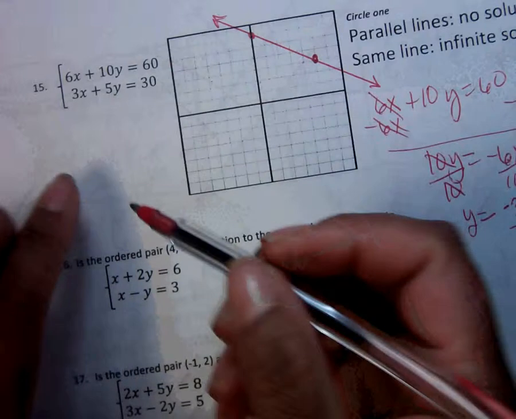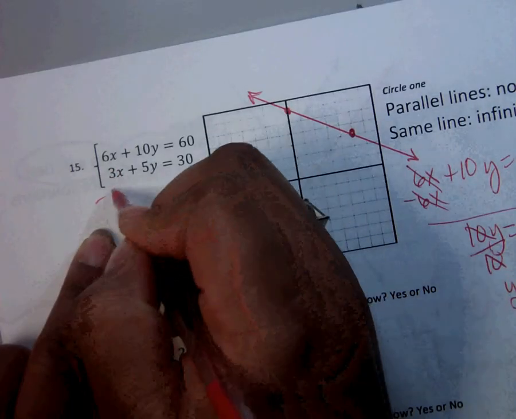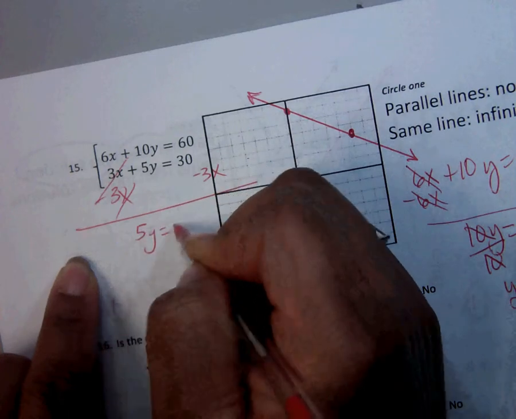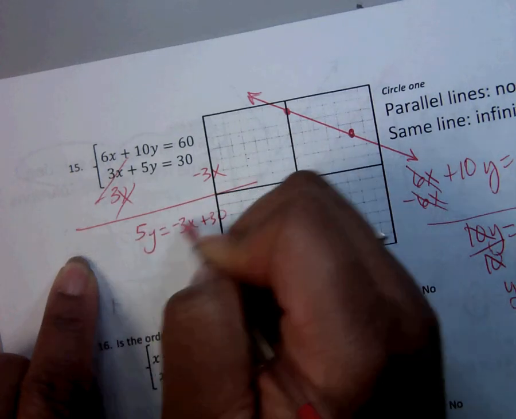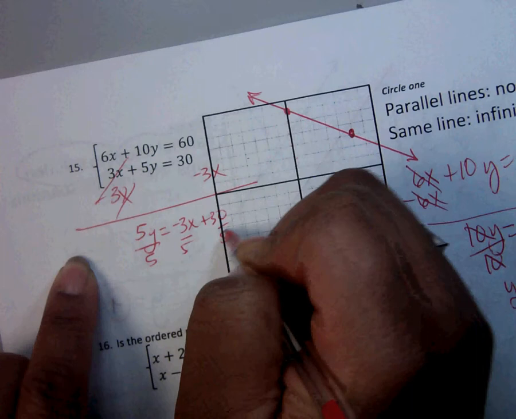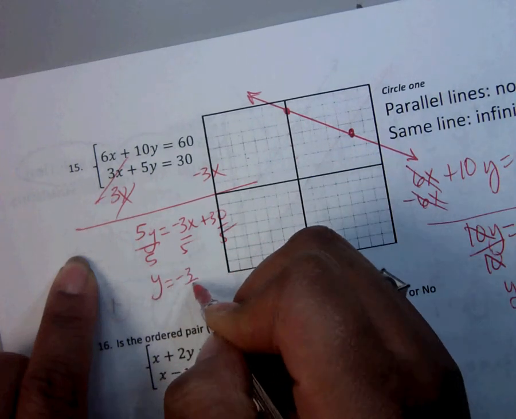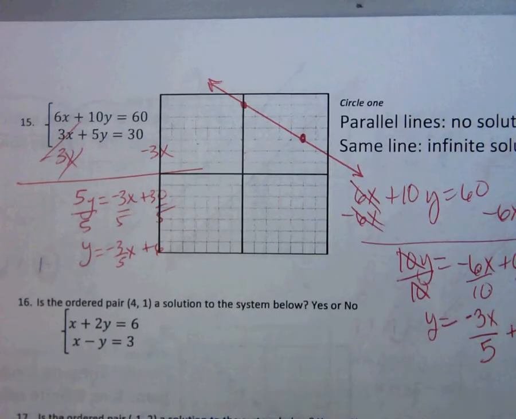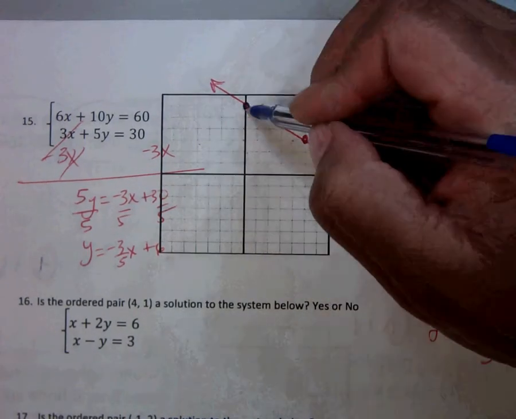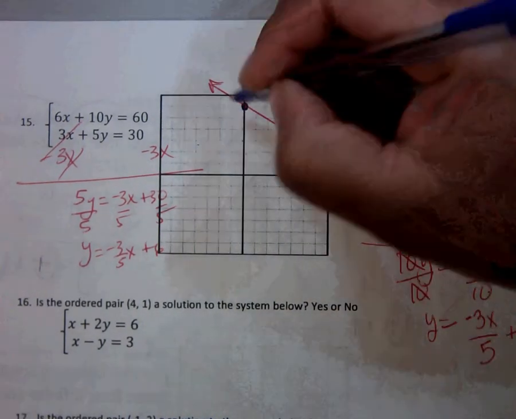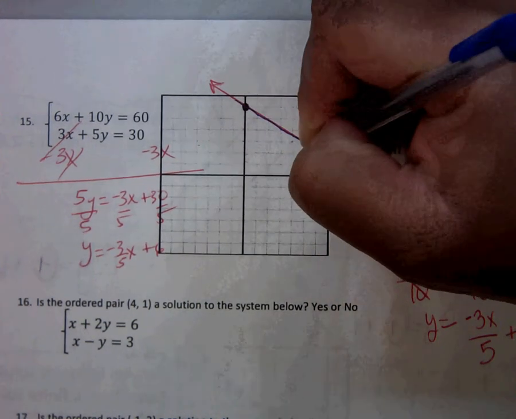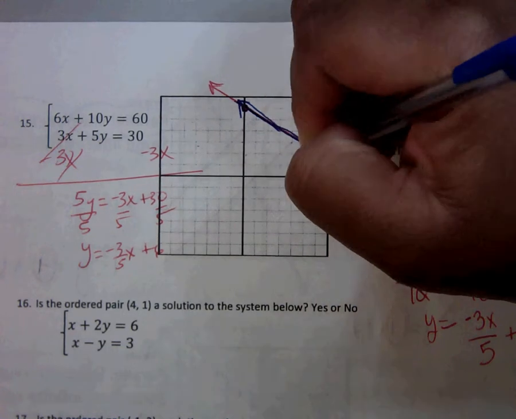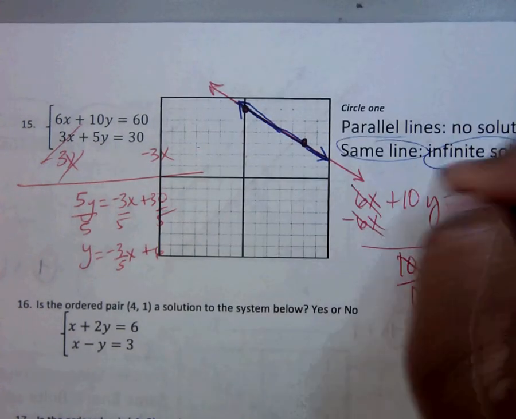Now we have to solve this one. Negative 3x, 5y equals negative 3x plus 30, divide by 5, y equals negative 3 fifths x plus 6. Now you start off with plus 6. You go down 3 and right 5, and guess what? It's the same line, which means we have what kind of solutions, guys? Infinite solutions.